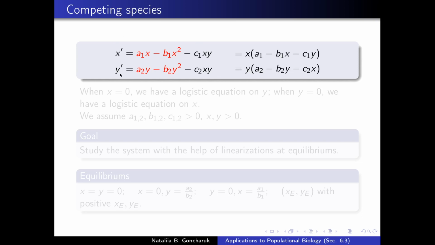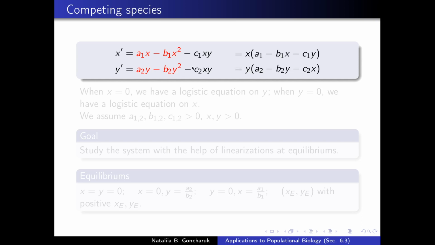I choose the model of competing species, so let X and Y be the amount of some animal species that compete. First of all, you write out the logistic equation on X. It is here in red. This is logistic growth, so the population growth will slow down as X increases, and you do the same for Y.